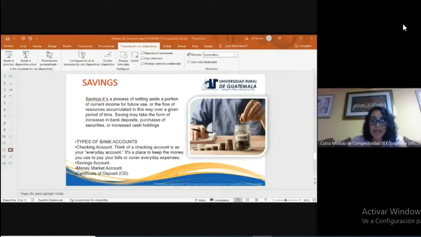The savings account is the one where, when you save money, probably you don't use it often. And we have the money market account. This is an account for companies. So this is something that's really important. And the certificate of deposit.